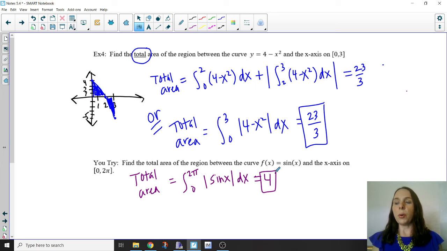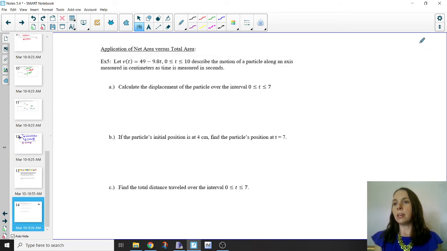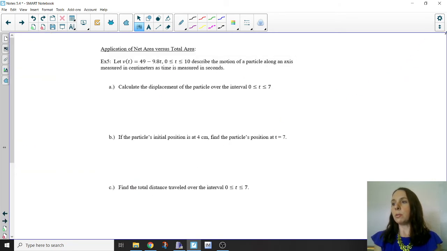All right, so next question is, why do we have this distinction between net area versus total area? Like, what's it for? Why do we need to make area all positive, in some cases? Okay, and the last part of our notes will show that to you. Take a look at example 5 with me.